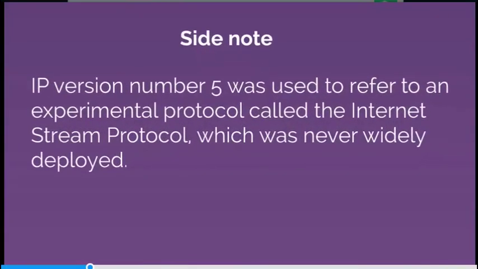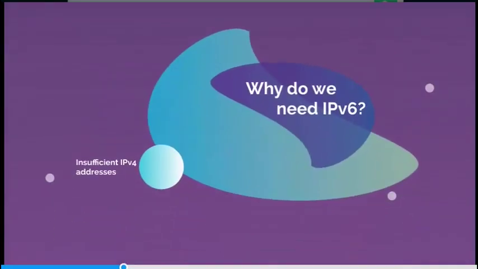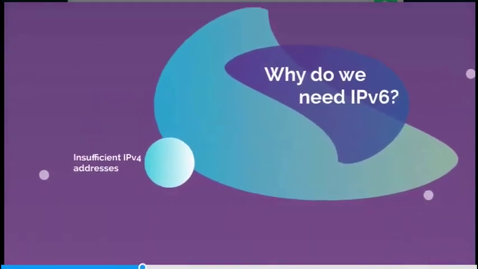So basically there was supposed to be an IP version 5, but it was an experimental protocol. Okay, so it was called the Internet Stream Protocol, which was never widely deployed. That's why we jumped to IPv6.